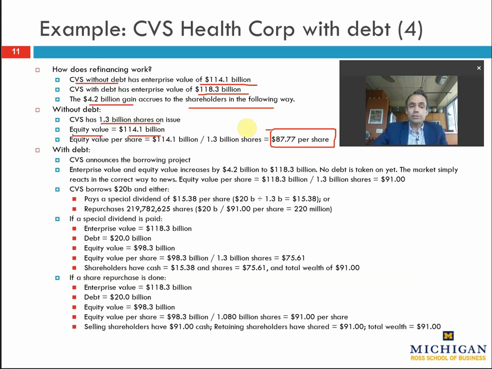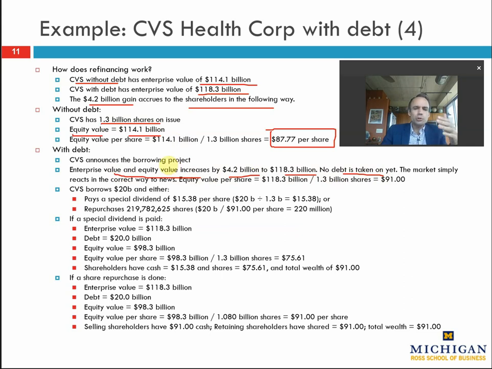CVS then announces the following project. It announces that it's going to borrow money and either pay a special dividend or do a share buyback. Immediately when it announces that it's going to do this borrowing project, the enterprise value and the equity value increase by $4.2 billion to $118.3 billion. Now, no debt's been taken on yet. It's just an announcement because the market reacts in the correct way to the news. Remember, we don't have other market imperfections yet.